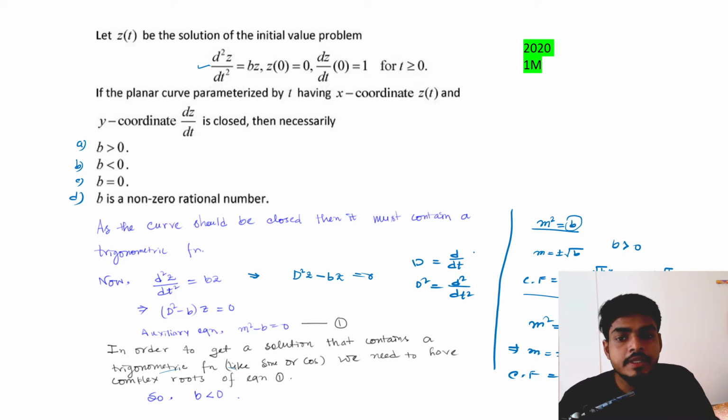To get that first condition they have given, the planar curve should be closed. To get a closed curve, you need to have a trigonometric function. Now see this equation. For this equation to have a trigonometric functional form, b must be negative, b less than 0. So from there you can simply say that b must be less than 0, and your answer would be this.